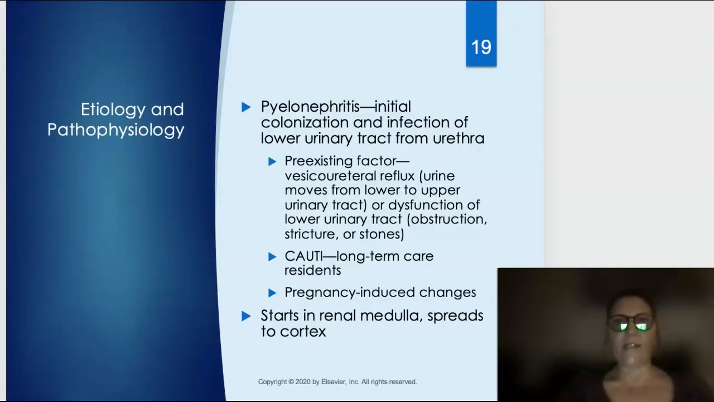So pyelonephritis, the initial colonization and infection of the lower urinary tract from the urethra. So the pre-existing factor could be vesicoureteral reflux, where urine moves from the lower to the upper urinary tract, or dysfunction of the lower urinary tract, like with a stone, obstruction, things like that. CAUTI could be long-term care residents. They might have pregnancy-induced changes. This pyelonephritis starts in the renal medulla and spreads to the cortex.